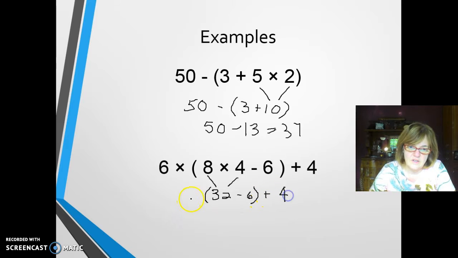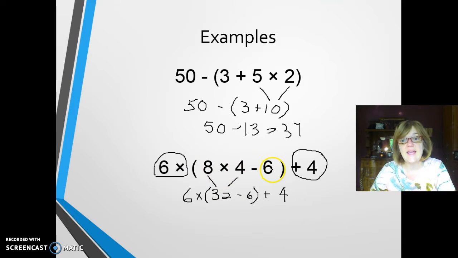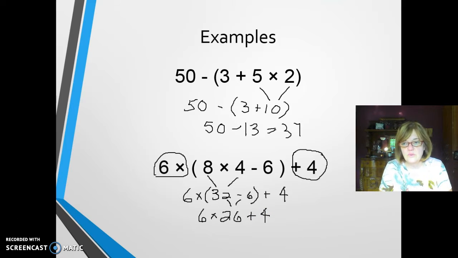Plus 4 over here. And we still have our times 6 out in front. Notice we didn't do anything to these two, okay? They are still hanging around, but we're trying to simplify inside our parentheses first, using order of operations inside and outside, everywhere we go. Now, 32 minus 6 is 26. Now I can get rid of my parentheses, okay, because I've done that. That's going to be times 6 and plus 4. Now, still, we did our parentheses. We're not doing exponents yet.